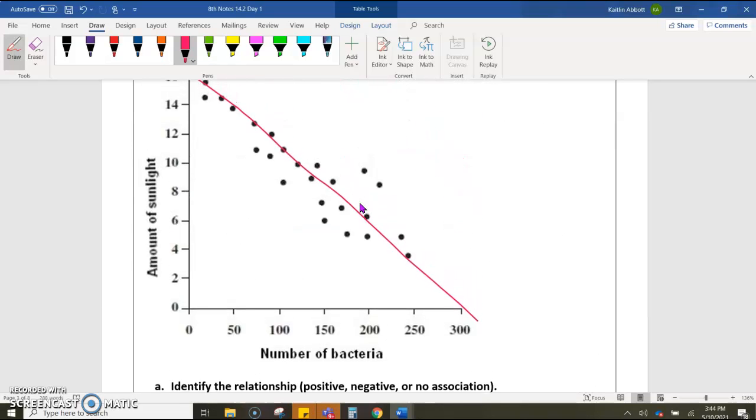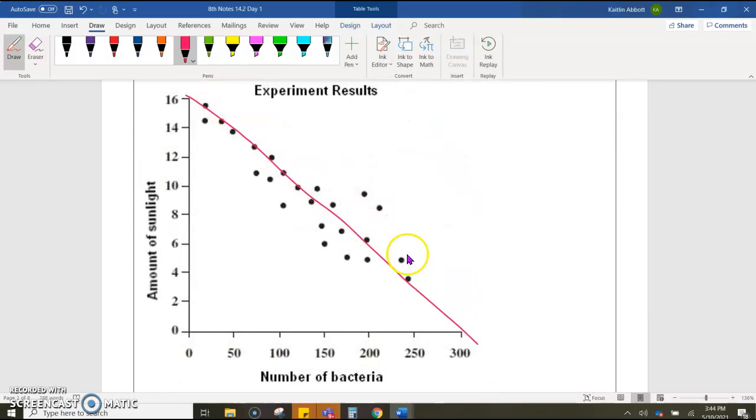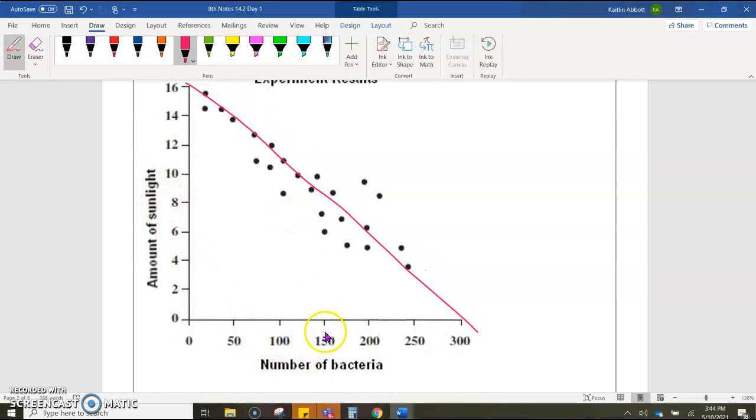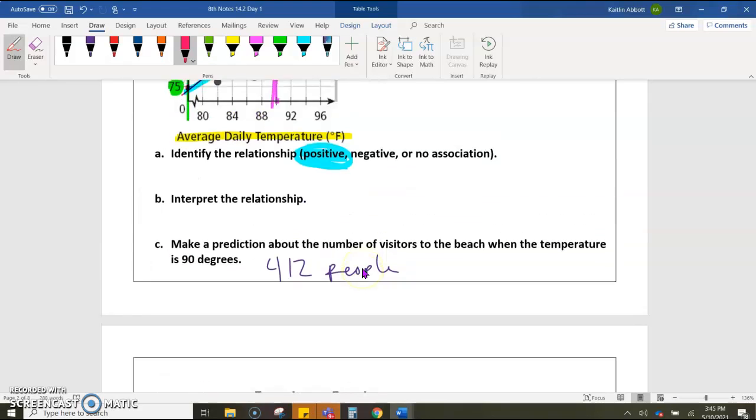But when the dots are super close and they follow a trend line, that means that it's more likely that it actually works. So this tells you that yes, the more sunlight you have, the less bacteria you have. So it kind of shows.